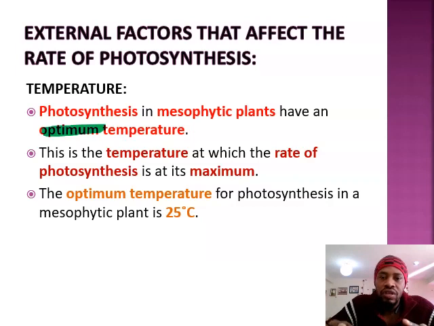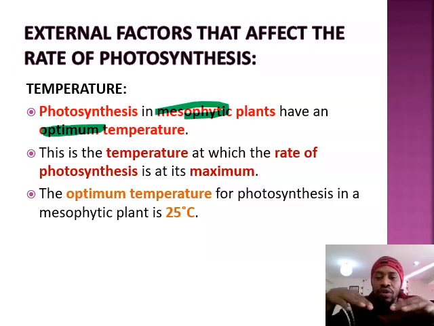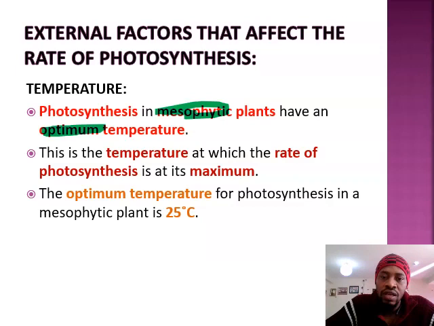For mesophytic plants, the plants we mostly have around us, our terrestrial plants that don't need too much water to grow. Otherwise, we have the xerophytes, the xerophytic plants, which grow in extremely dry conditions around the desert. And we have the hydrophytic plants, the hydrophytes, which are water plants basically. The mesophytic plants grow at moderate amounts of water and moderate temperatures. For mesophytic plants, which are the ones we are interested in right now, the optimum temperature for photosynthesis, the temperature at which their photosynthesis will occur best, is 25 degrees Celsius.